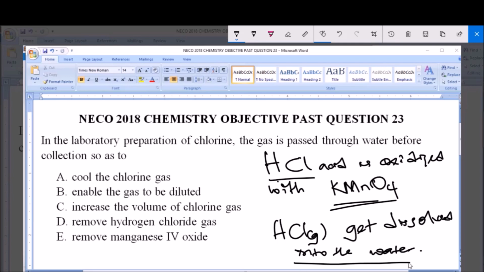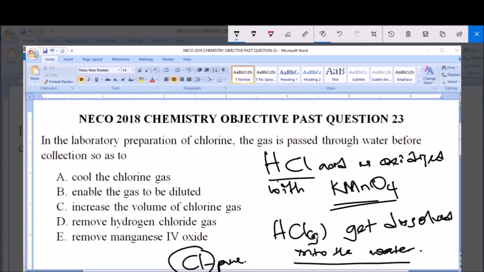As it gets dissolved into the water, the chlorine gas becomes pure, and so it is collected. But initially, this chlorine gas was impure because it has part of hydrogen chloride, because hydrogen chloride gas and the chlorine gas were actually evolved from this reaction.